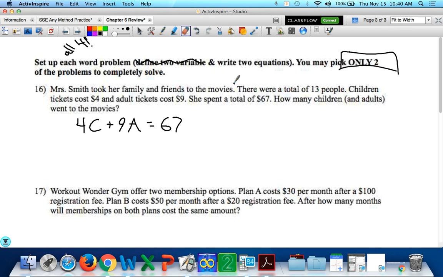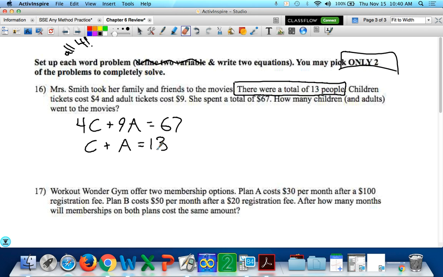The second equation comes from this little tidbit right here. And we've seen one like this in your skills practice book, okay? We saw one like this. It was talking about t-shirts. Now, a total of 13 people went. That means all the children plus all the adults totaled 13 people. That's where the second equation comes from, okay?